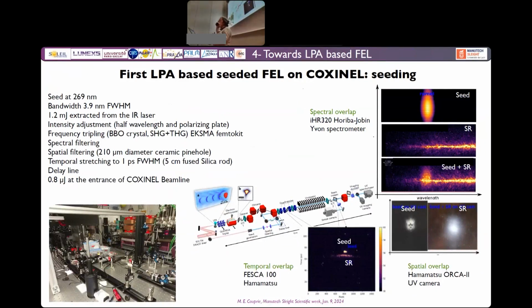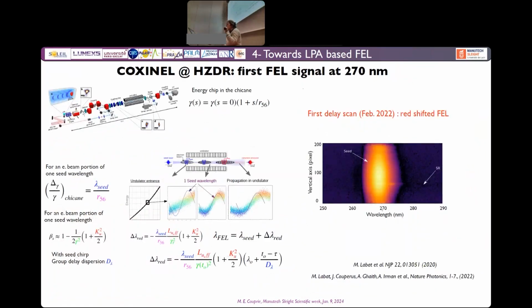So the seed is prepared from the Ti:Sapphire laser itself. It's spectrally filtered and spatially filtered. So we do the spectral overlap on the monochromator, the temporal overlap with a streak camera, and spatial overlap by looking at both seed and synchrotron radiation along the undulator. And we could get the FEL signal during the first delay scan. So the FEL is this tiny red-shifted light, and this is the seed.